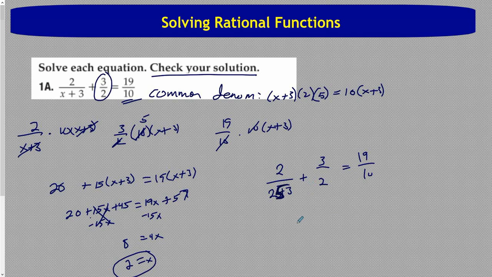So my common denominator between 5 and 2 is 10. So multiplied that by 2, this is 4 tenths. Multiplied this by 5, so that's 15, equals 19 tenths. So 4 plus 15 is 19 tenths, so it does indeed work.